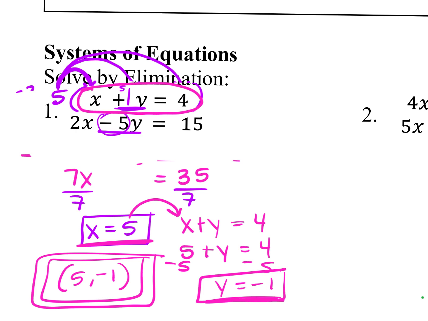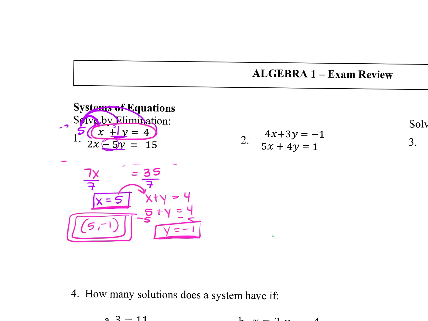But just notice, how many solutions is this? It's one. It's 1 point, right? So yes, there's two numbers. That is one solution. We'll talk about that in just a minute.